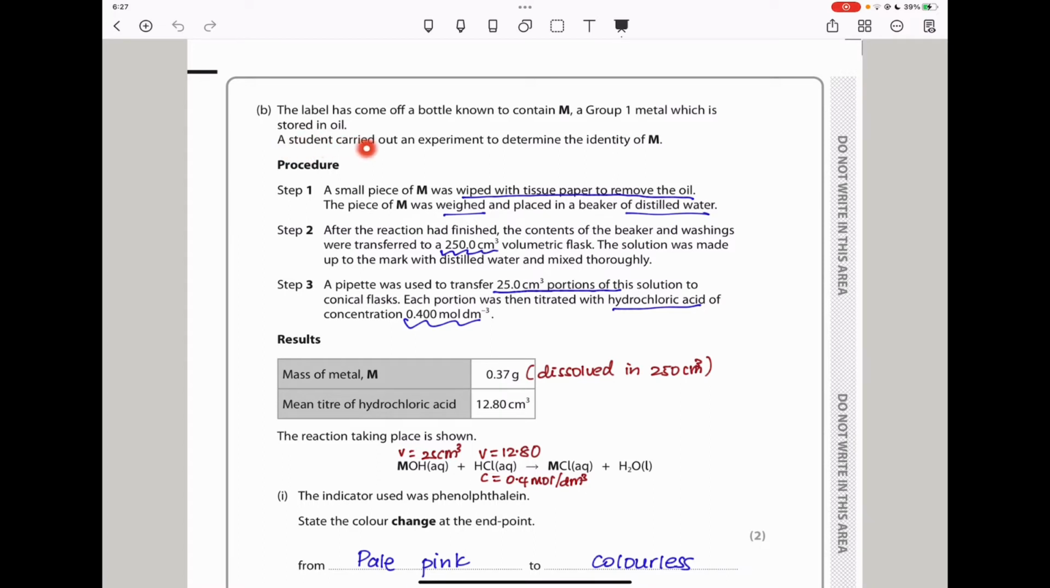So they say a student carried out an experiment to determine the identity of M. The procedure is as below. In step 1, they say a small piece of M was wiped with tissue paper to remove the oil. The piece of M was weighed and placed into a beaker of distilled water. In step 2, they say after the reaction had finished, the contents of the beaker and the washings were transferred to a 250 cm³ volumetric flask, and the solution was made up to the mark with distilled water and mixed thoroughly. So a standard solution was produced here.